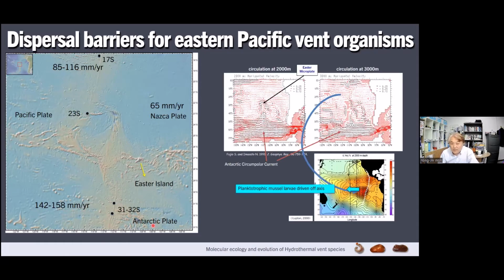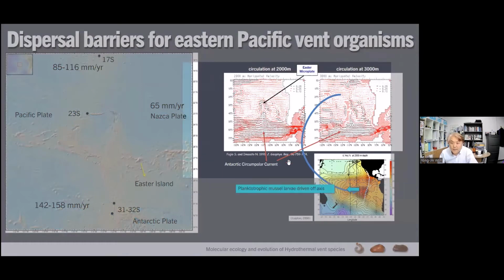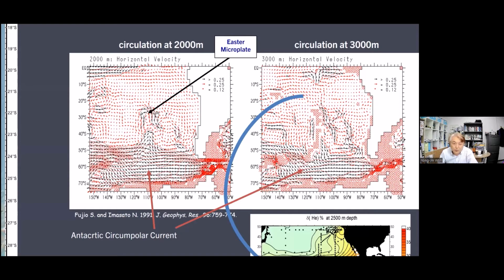So along with this bathymetric geological topology, ocean circulation studies also show that the bottom bathymetry influences the direction of water flows. Like here, Fujio et al. reported that around the Eastern microplate there is a wide counterclockwise direction that is right angular to the EPR region. So this direction would be an impeding direction to the dispersal of benthic organisms.